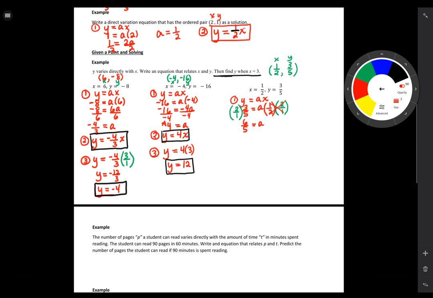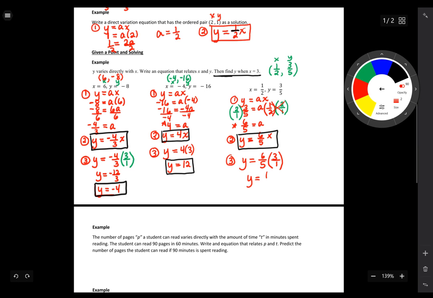And now in step 2, we're going to replace that a. y equals 6/5 x. And third step, find y when x equals 3. So 6/5 times 3/1. Sometimes when students just put 3, they end up multiplying the 5 by the 3 and the 6 by the 3, which has never made sense to me why they do that. So it's always best to write a fraction next to a fraction. So y equals 18/5.